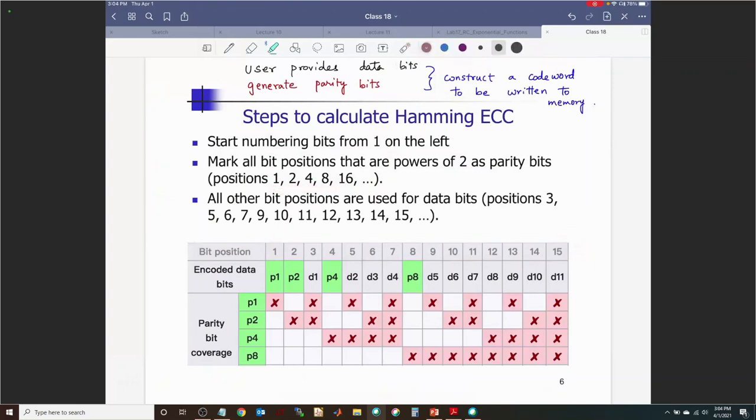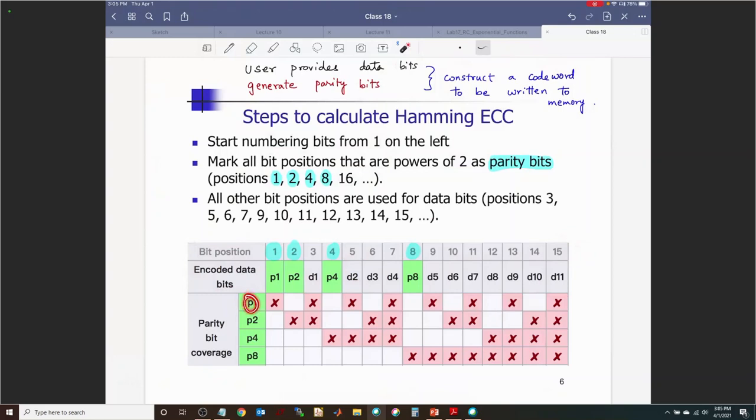So just let me talk about parity bits in locations 1, 2, 4, and 8. Those are going right here. I don't know them yet, right? I've not generated the parity bits yet. So that's your encoded code word. I know the data bits because the user gave them to me, but I don't know P1, P2, P4, P8 yet. I need to still generate that. I need to find that out. What does P1 cover?